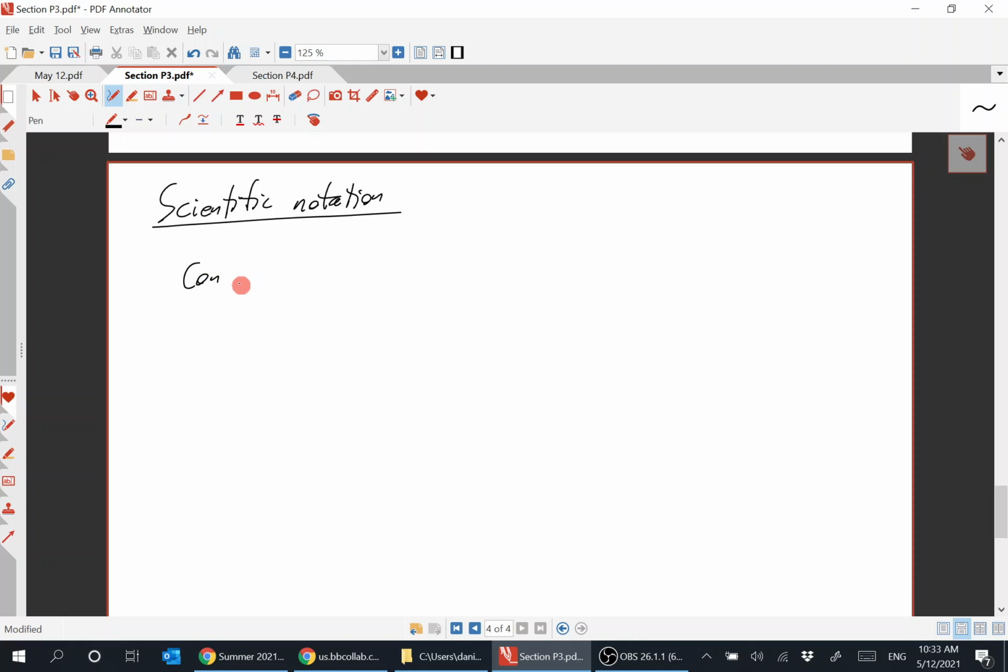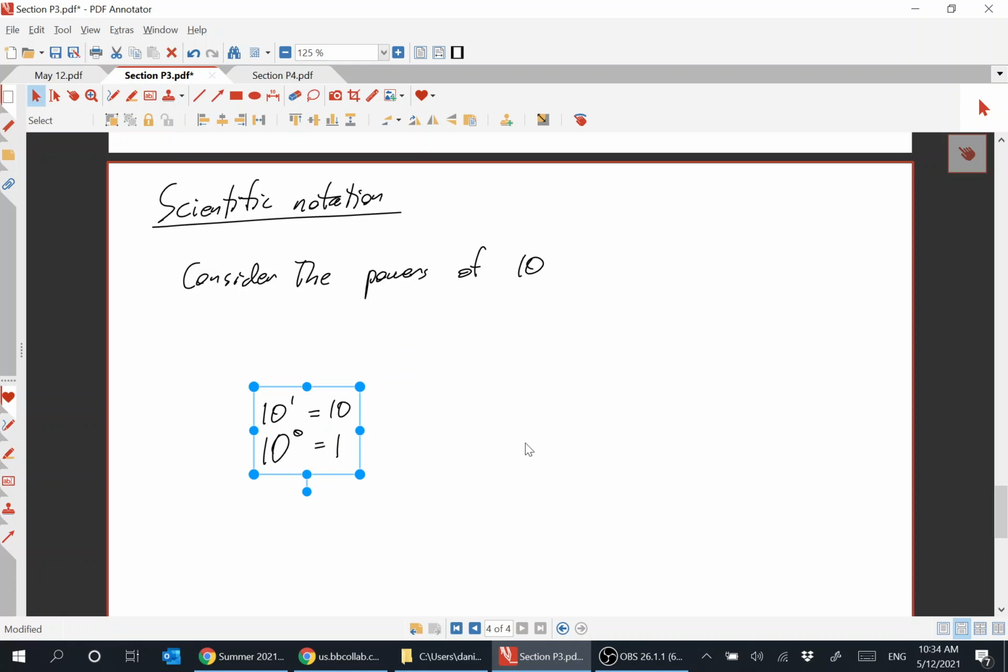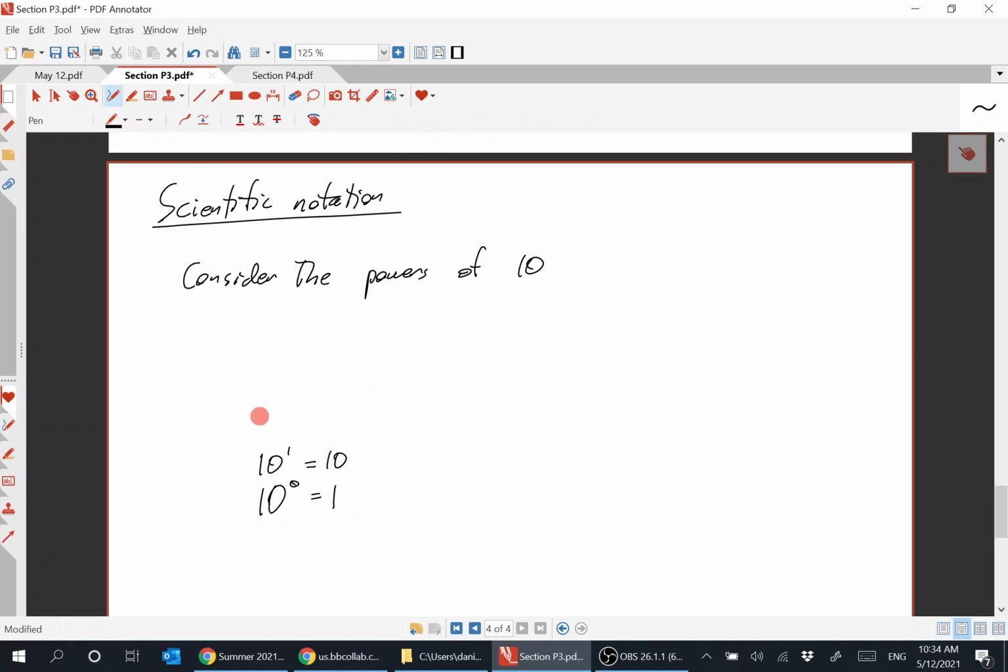Consider the exponential expressions of 10, or the powers of 10. 10 to the 0, of course, is just 1. 10 to the 1 is 10. 10 squared is 100, 2 zeros. 10 to the third is 1,000, 3 zeros. 10 to the fourth is 10,000, right? A 1 with 4 zeros, and so on and so forth.